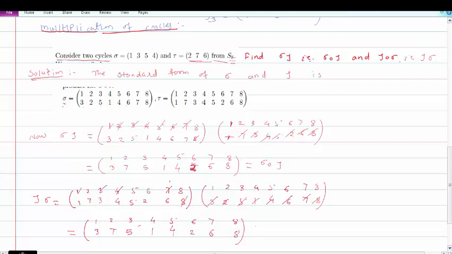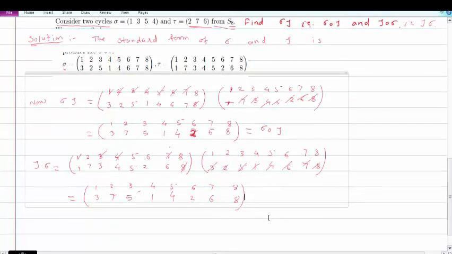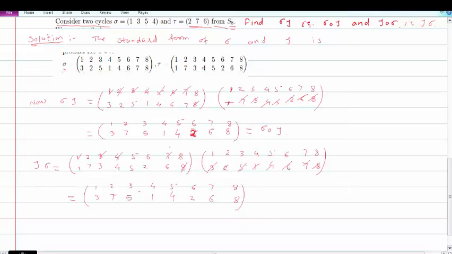From these two you can see that sigma tau and tau sigma are the same, because 1 goes to 3 here, and here also we get 1 goes to 3, 2 goes to 7, 2 goes to 7. So their product is the same. So here sigma tau is equal to tau sigma.